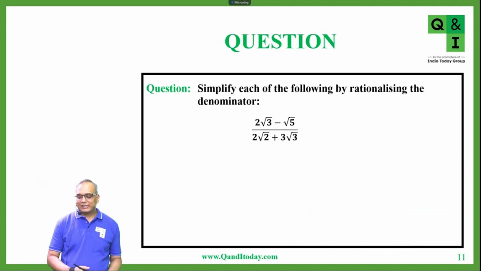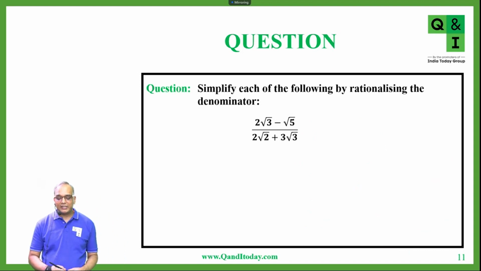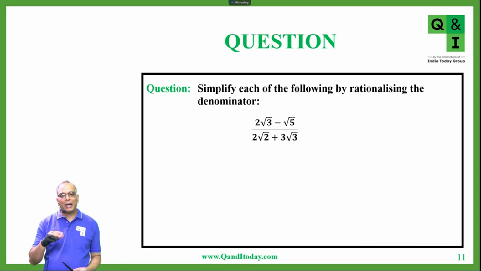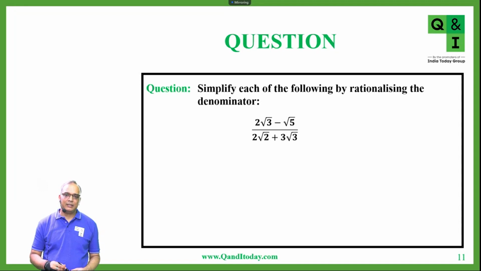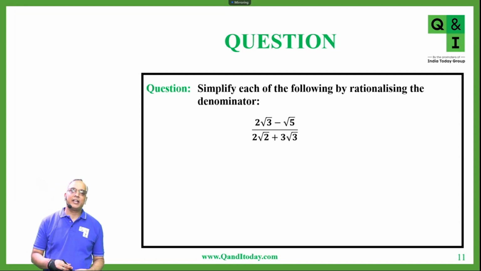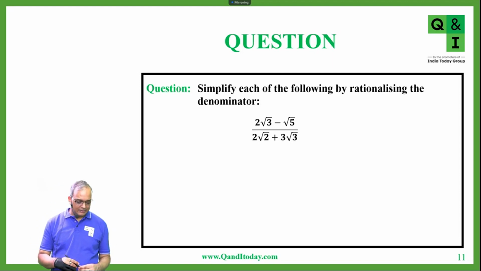So in this question, again, you have to rationalize the denominator. So the denominator is 2 root 2 plus 3 root 3. The conjugate of that will be 2 root 2 minus 3 root 3. You will just change the sign which is there in between. And then multiply both numerator and denominator by the conjugate of the denominator. And then simplify it. Tell me the answer.